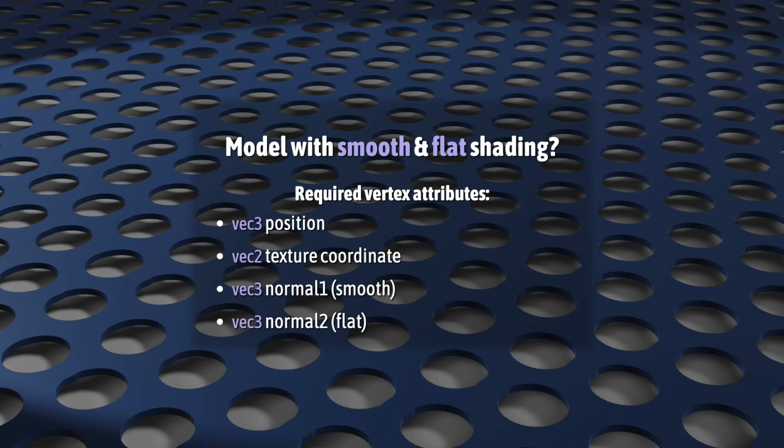Usually, this means having to export a model with the normals that we want to use. If we want to show both smooth and flat shading for the same object, we usually have to include both sets of normals in our vertex data.